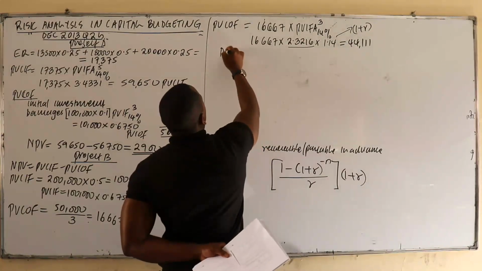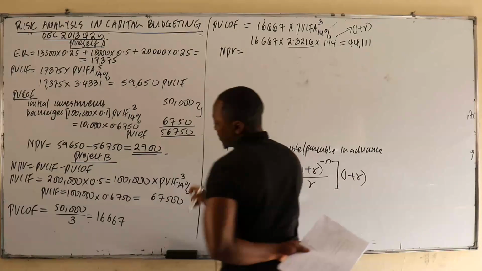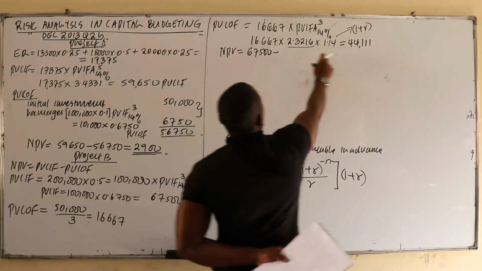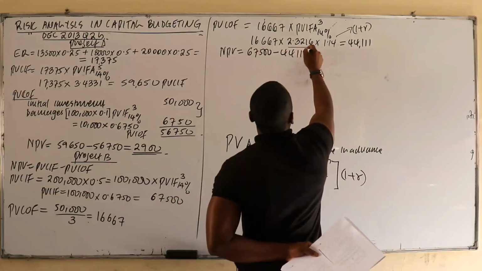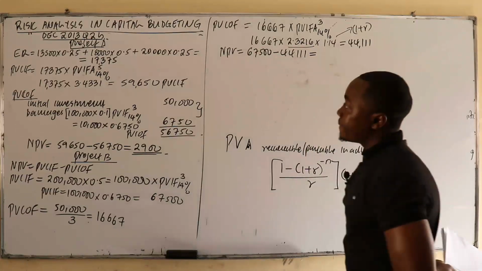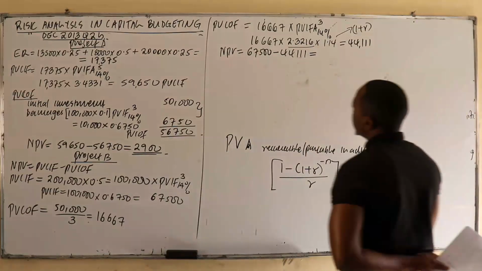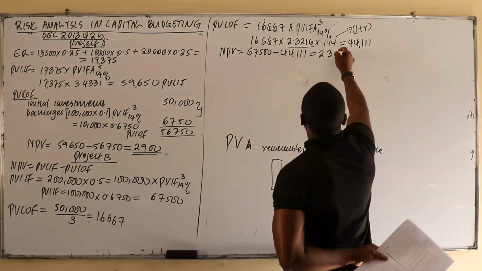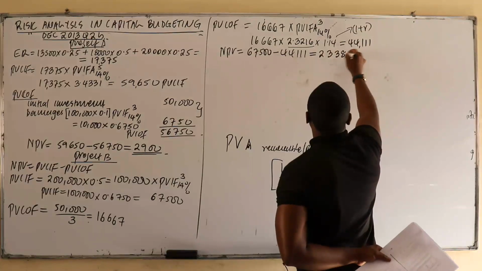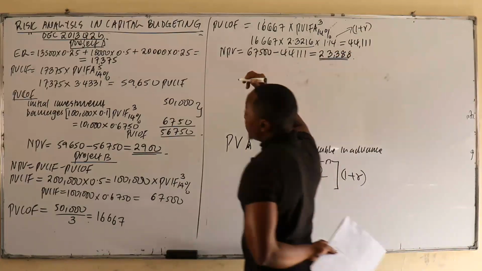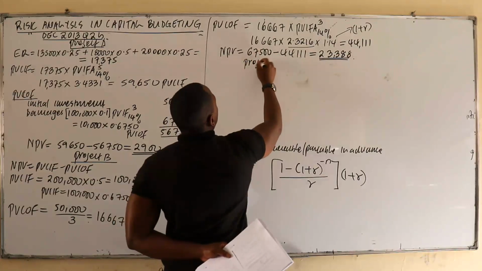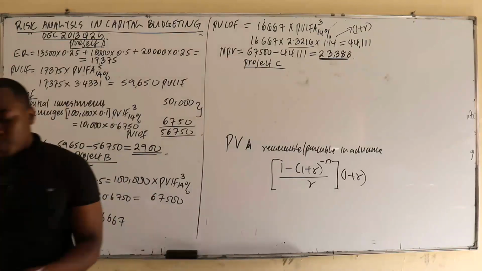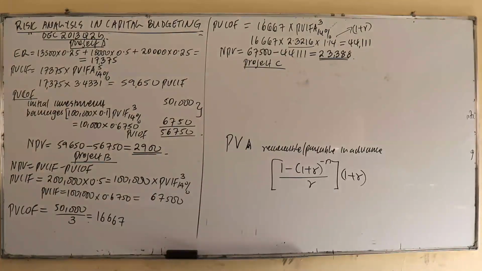So now let's get NPV. You will take the present value of cash inflow, which was 67,500, minus 44,111. 23,388. Good. Last we have project C. Now is project B viable? Yes, it's viable since NPV is positive. Good. Project C.